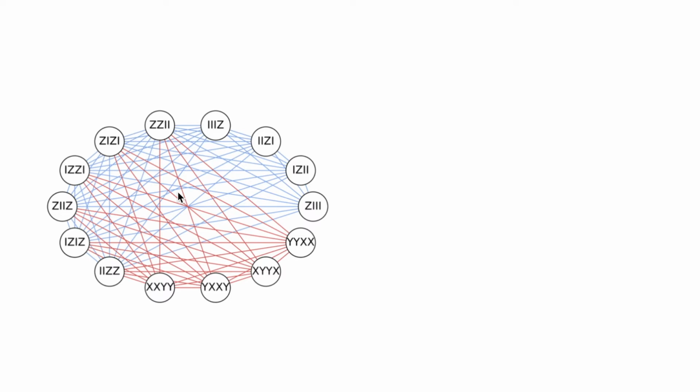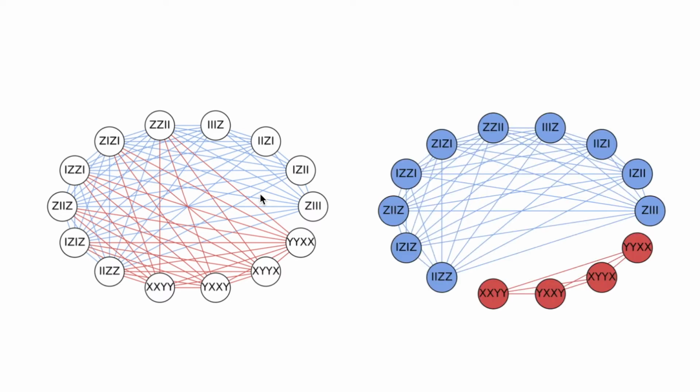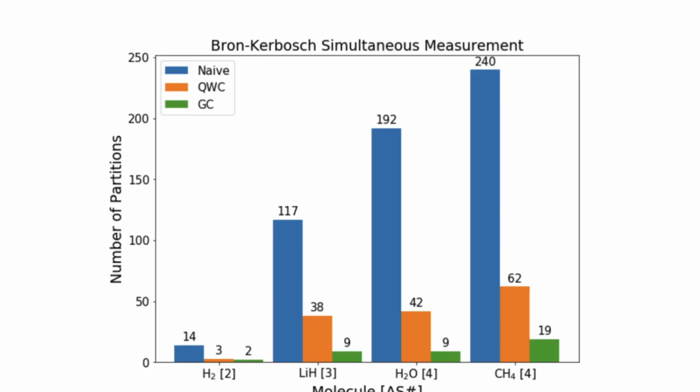Notice that this graph has a min-clique cover of 2. That means that we can cover all 14 vertices using just 2 cliques. And cliques are important because the terms in a clique can be measured simultaneously. So on the left, naively, we perform 14 measurements. On the right, we've reduced it to just 2 measurements. This is the crux of our work. This idea leads to dramatic reduction in the measurement cost of VQE.